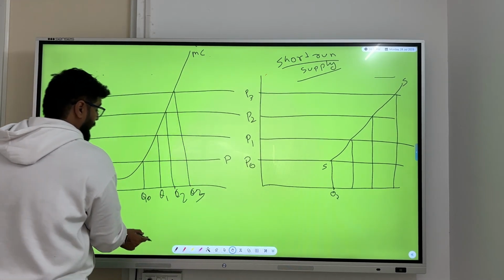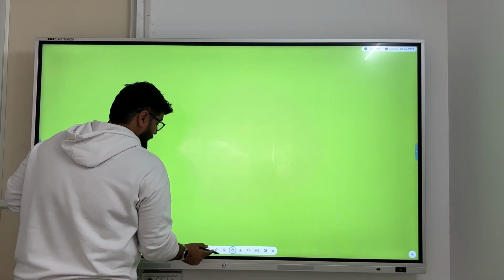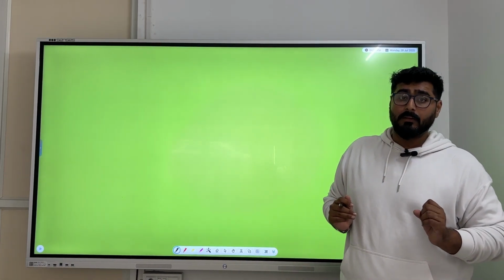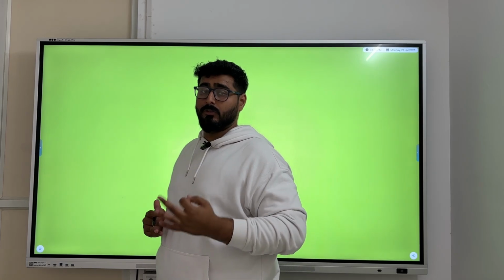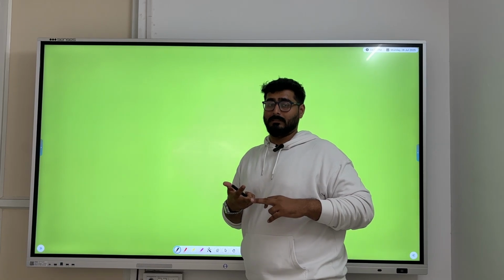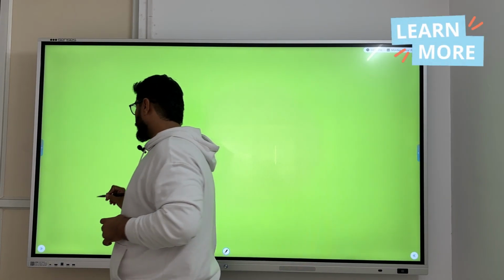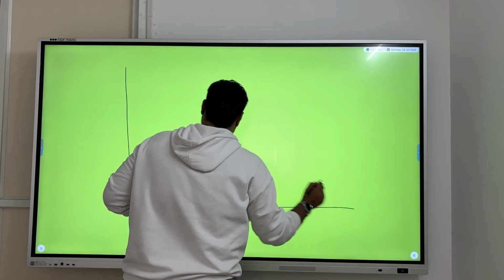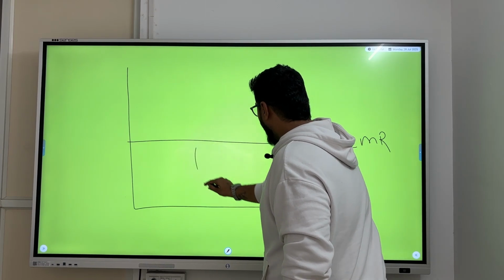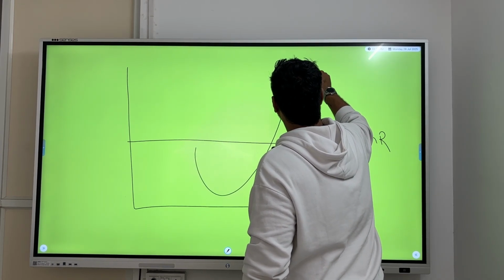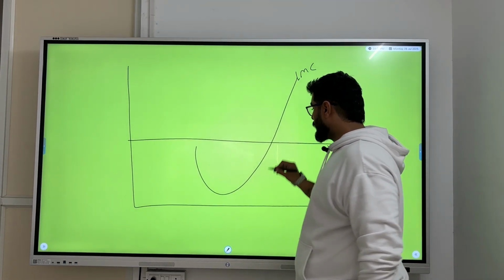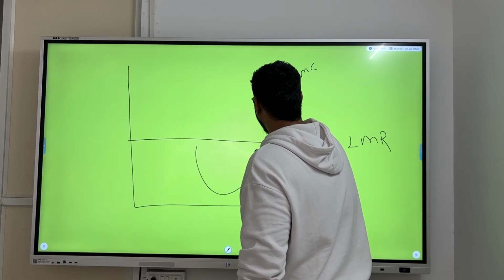Moving ahead to the next thing. Next, we have to learn about the equilibrium in the short run. Three different situations may happen: abnormal or supernormal profit, normal profit, and losses, right? But what about the long run? If I draw a long run marginal revenue curve and long run marginal cost curve, I get the equilibrium at point E over here.